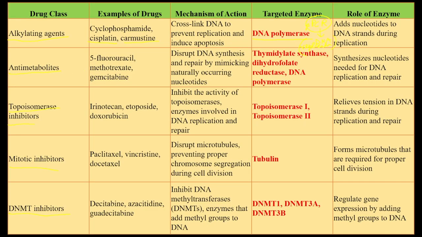Then the anti-metabolites, for example 5-fluorouracil, methotrexate, and gemcitabine. They disrupt DNA synthesis and repair by mimicking the naturally occurring nucleotides. The target enzymes are thymidylate synthase, dihydrofolate reductase, and DNA polymerase. Apart from that, you remember that when we were talking about this, we also said SHMT, serine hydroxymethyltransferase. I always mention SHMT because it is an enzyme for which I have solved the structures, and I did my thesis on that.